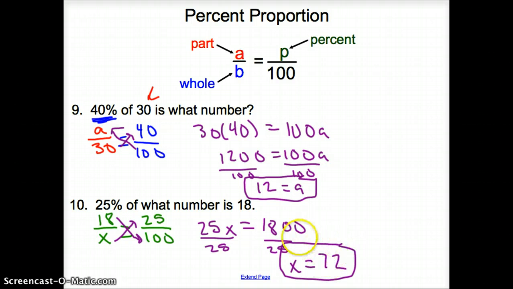If you wanted to double check, you could put 72 in for what number, and now 25% of 72. Thinking word problems, what does of mean? Of means multiplication, so we have 0.25, which is 25%, times 72, and will that give us 18? You'll have to check and find out to see if we did it right.